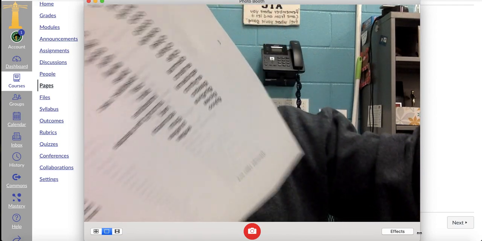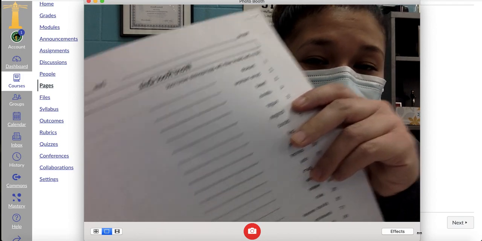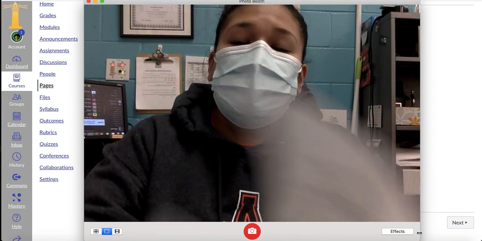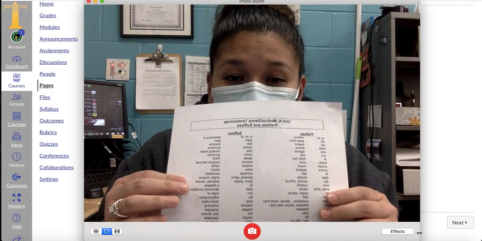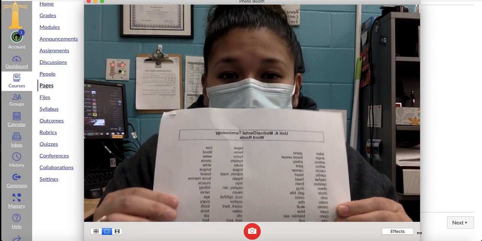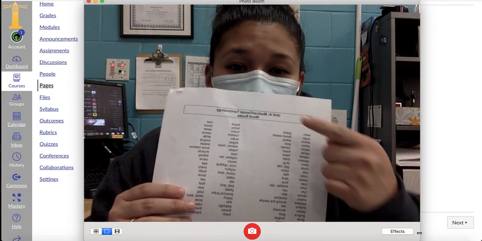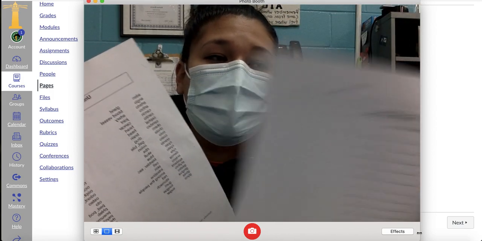So the very first thing you're going to work on is this word root quiz. The very first one is muscle. So to get started, I would need to find which side of the paper I need to use. Is it going to be the prefixes and suffixes, or is it going to be the word roots? Hint, it's the word roots. So, I've got my word roots here. The very first one that I'm supposed to look for is muscle.